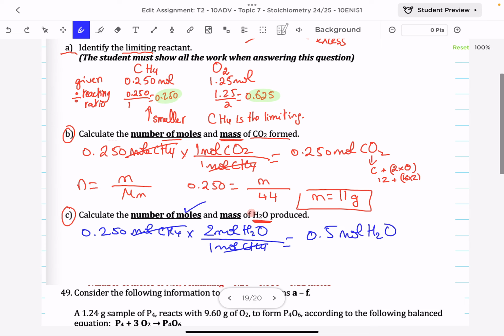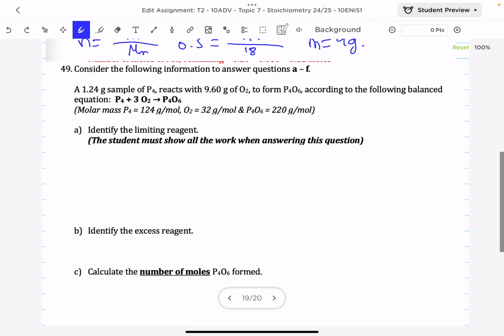Now they want the mass. So again, mass over molar mass. So 0.5 is the mole. Now the molar mass, hydrogen is 1 plus 1 plus 16. The oxygen, that's 18. So the final answer is 9 grams.